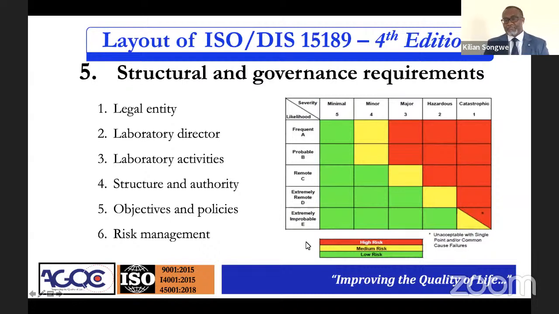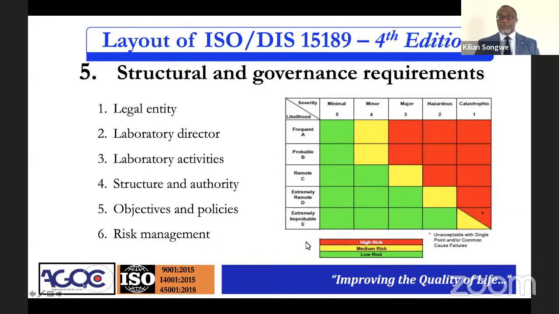In clause 5, and we're going a little quick here, it talks about structural and governance requirements. And in that clause, it has 6 sub-clauses. It talks about the legal entity. So just by looking at the heading, structural and governance requirements, you instantly see what comes to bear. You talk about the legal entity. Is it a standalone laboratory? Is it part of a bigger organization? Where is its place in that legal identity?